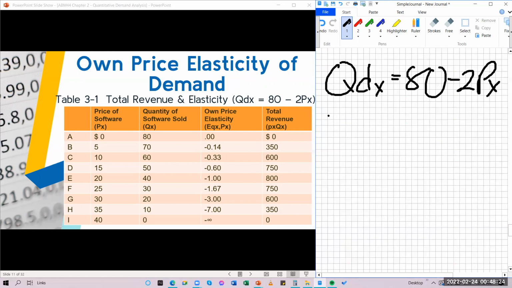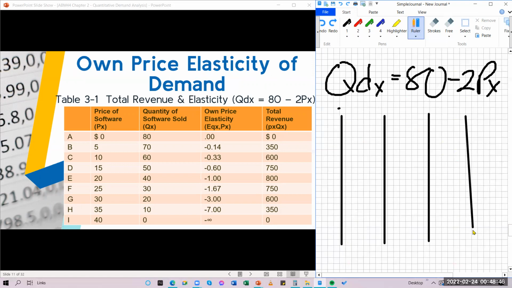But first, we need to plot the table. So for example, I have this, the first table. I hope this is okay. Pardon my drawing. So let's have this example.